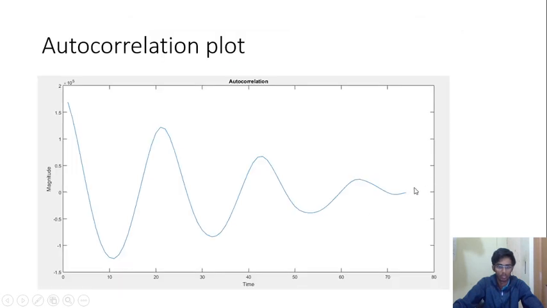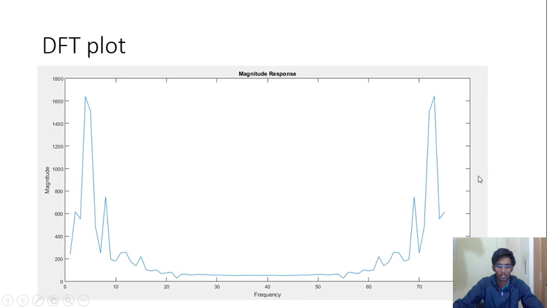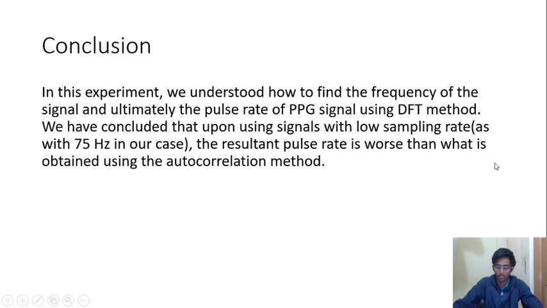The autocorrelation plot in MATLAB for the PPG signal that we had looks something like this, which is similar to the plot we obtained in the previous experiment. Same goes for this plot of the DFT for the PPG signal. This is also similar to the plot I showed you earlier in this video. Now to tell you, the pulse rates that we obtained through MATLAB are the same as the pulse rates we obtained through DFT and autocorrelation when implemented on the Arduino board.